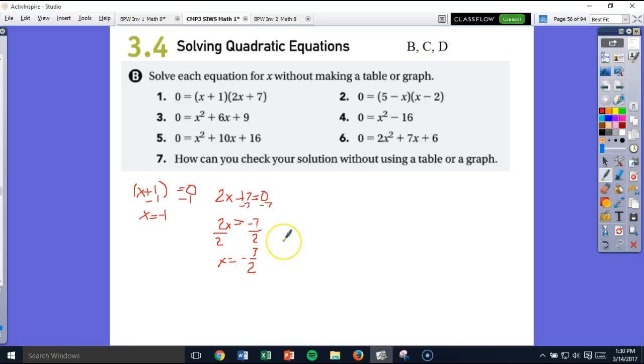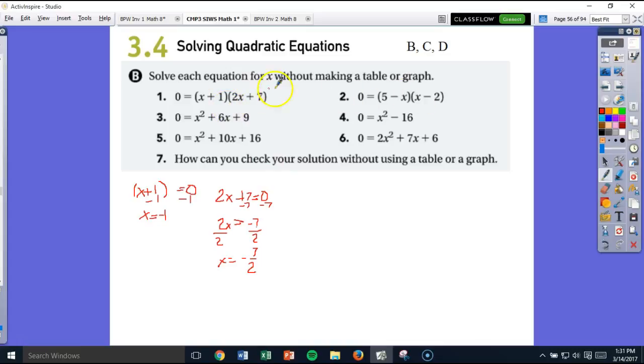Now, if we wanted to test and make sure that these answers were correct, we could plug them in one at a time back into the equation and see if we come up with 0. Well, if we take -1, we plug it in. -1 plus 1 is 0. -1 times 2 is -2 plus 7 is 5. But 0 times 5 is 0, because 0 times anything is 0. So 0 would equal 0, and that would be a correct answer. You could go ahead and check out the other one as well on your own.